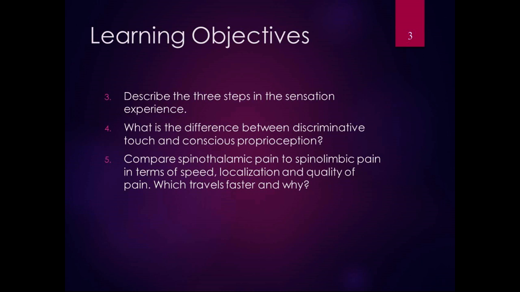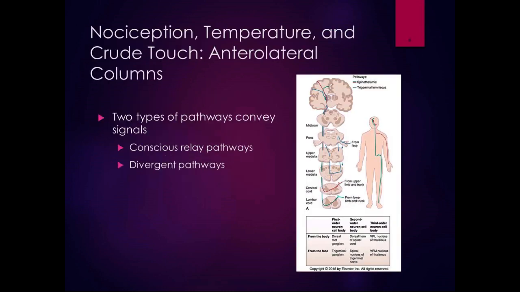So the difference between discriminative touch and conscious proprioception, we're going to define that. And then we want to be able to compare spinothalamic pain to spinolimbic pain in terms of speed, localization, and quality of pain. Which one of these things travels faster and why it travels faster. So nociception, temperature, and crude touch all travel in the anterolateral columns. So we talked about light touch traveling in the dorsal column. Nociception, temperature, and crude touch are traveling in the anterolateral columns.